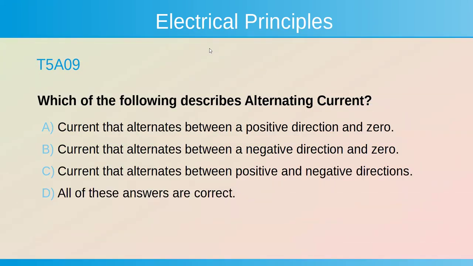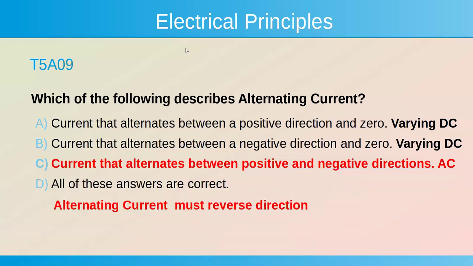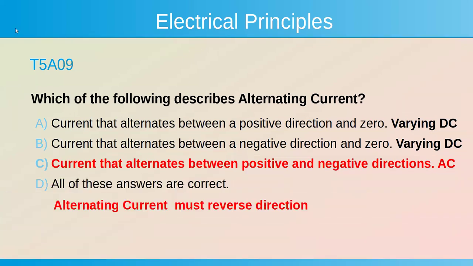So which of the following describes alternating current? Charlie. Charlie sounds good. Now, A and B are just varying DC because it never goes in the opposite direction. And obviously, all of these answers can't be correct, since 2 of them are wrong.